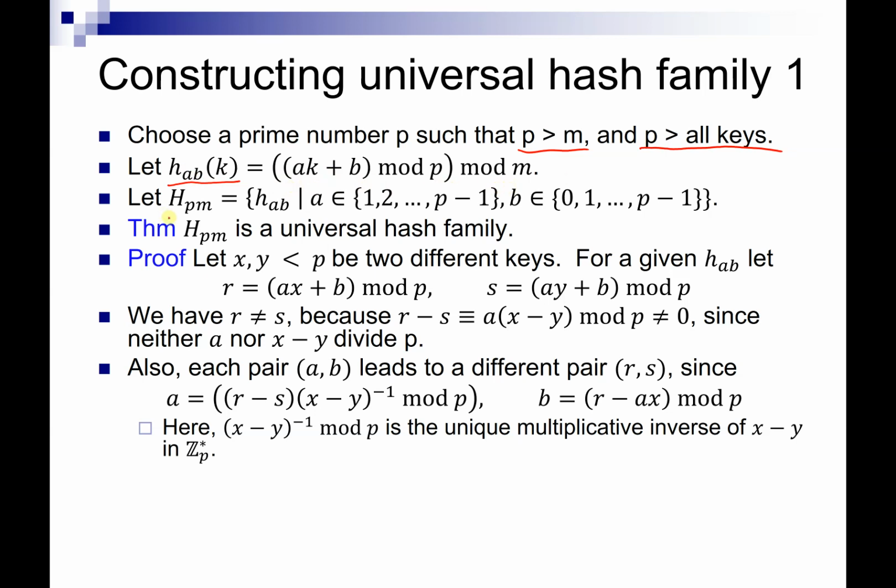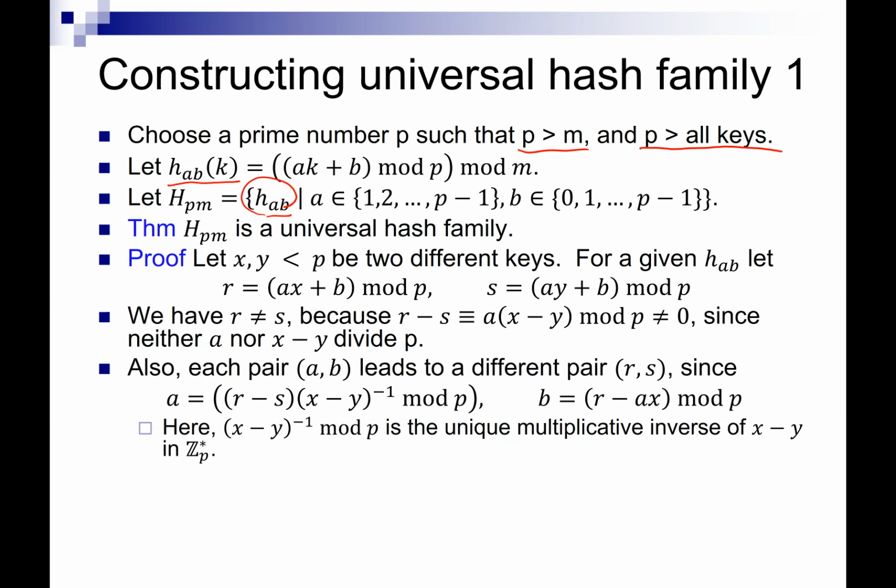So for every a and b, we can define such a hash function. Now in order to define our universal hash family, we're going to select all possible choices for a and b, where a is a number between 1 and p minus 1, and b is a number between 0 and p minus 1. So in total, we have p times p minus 1 different hash functions in this hash family. And now the claim is that this is a universal hash family.